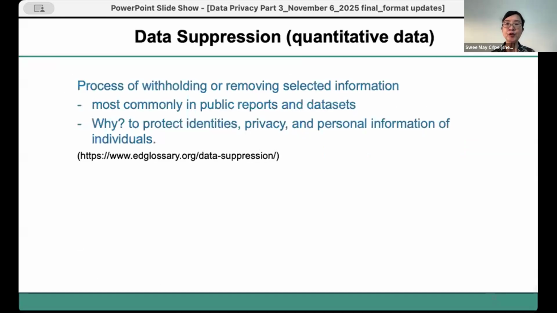Another way to protect individuals is to do data suppression for quantitative data. This refers to a process of withholding or removing selected information. We do this in the reports and also in data sets, to protect the privacy and the identities of individuals.